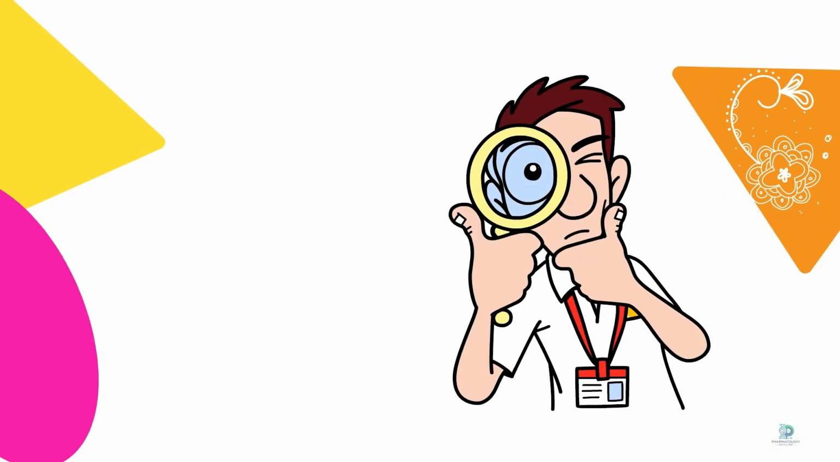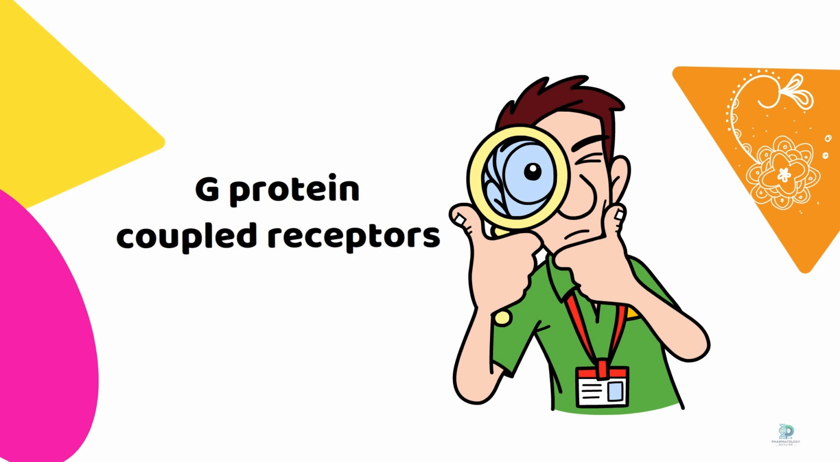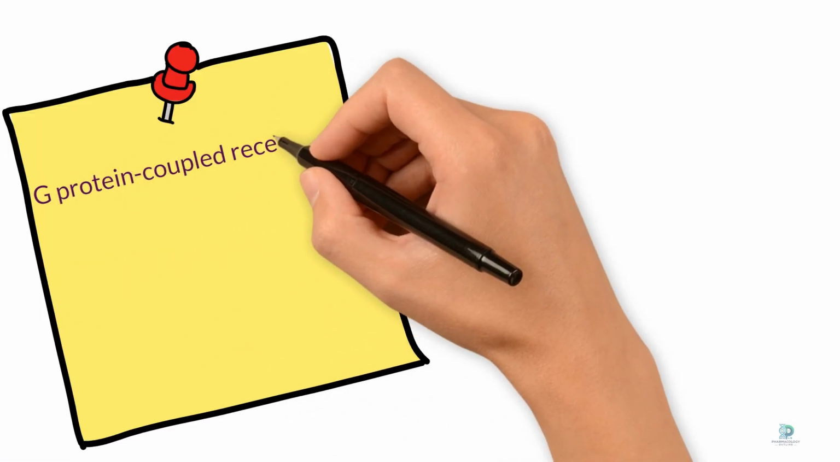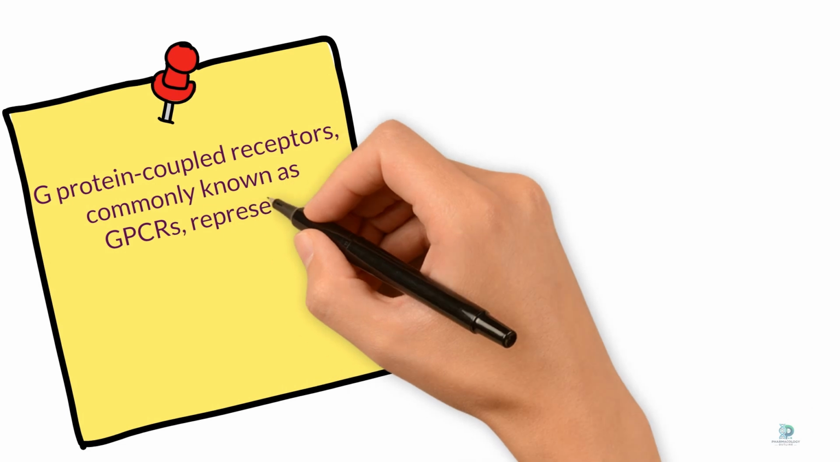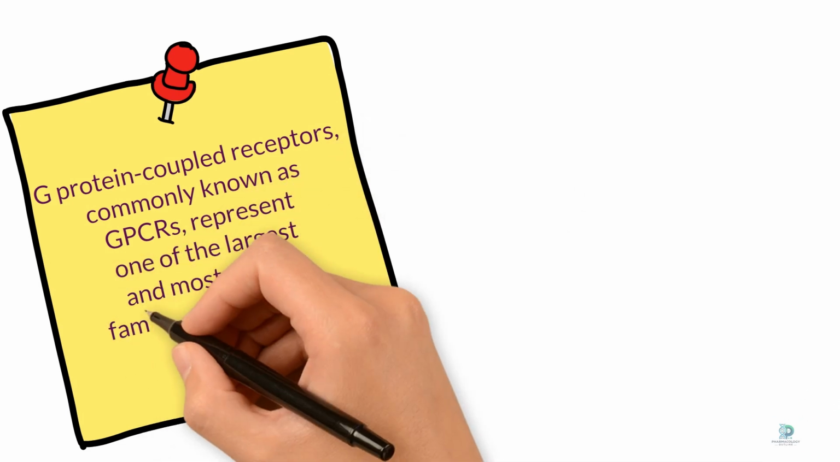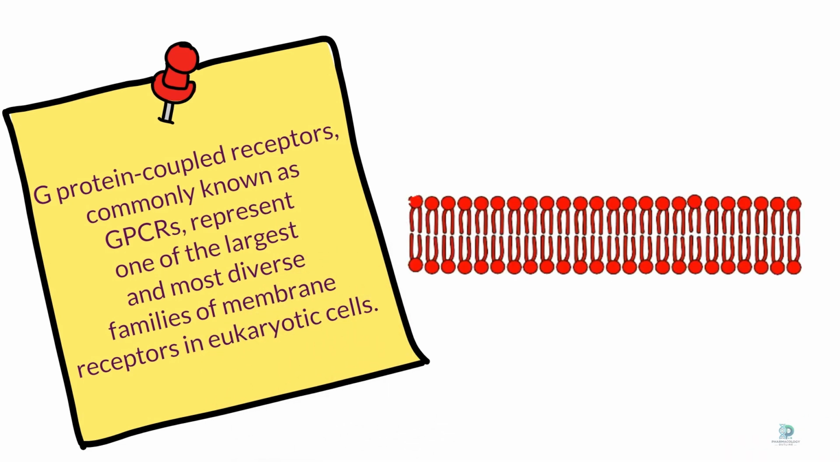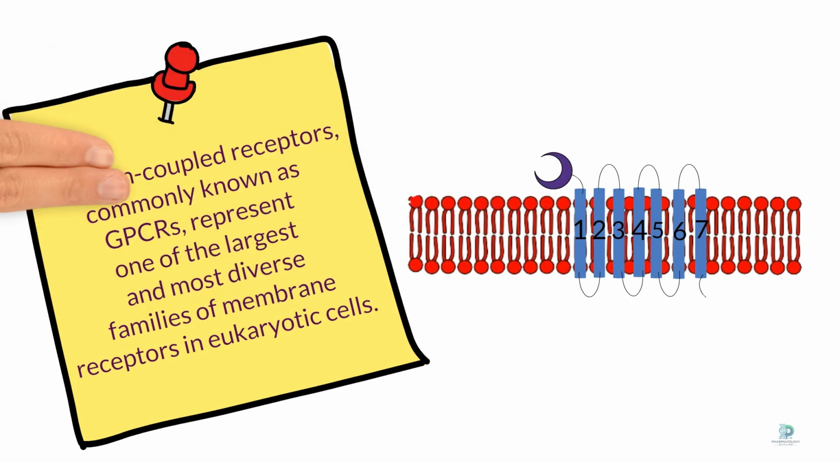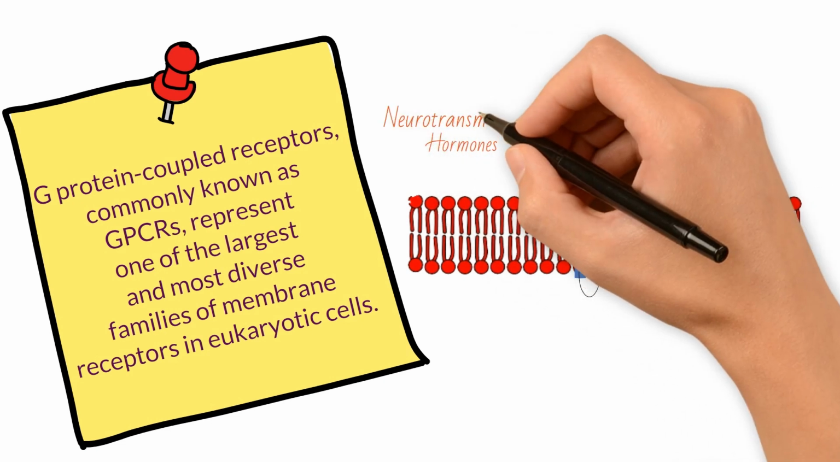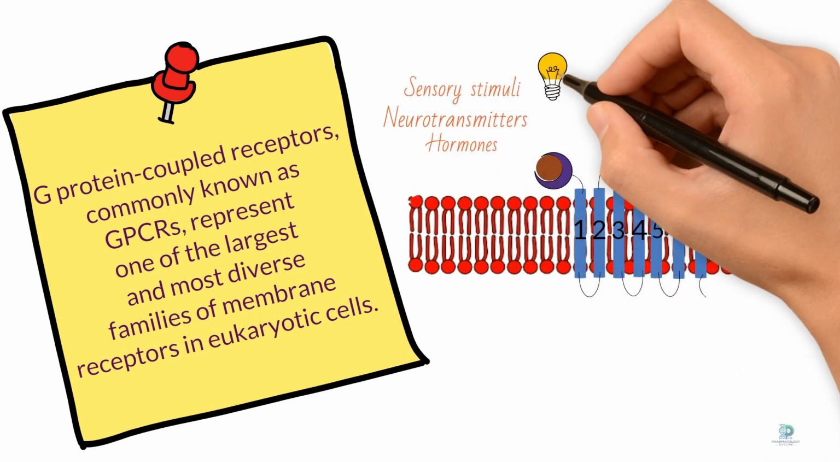Today, we're exploring G-protein-coupled receptors, a critical component in cellular signaling and drug discovery. G-protein-coupled receptors, commonly known as GPCRs, represent one of the largest and most diverse families of membrane receptors in eukaryotic cells. These receptors are characterized by their 7 transmembrane alpha helices, which create a serpentine structure that spans the cell membrane. The extracellular domain is responsible for recognizing and binding to specific ligands, such as hormones, neurotransmitters, or even sensory stimuli like light or taste.